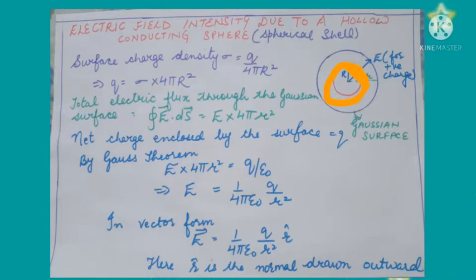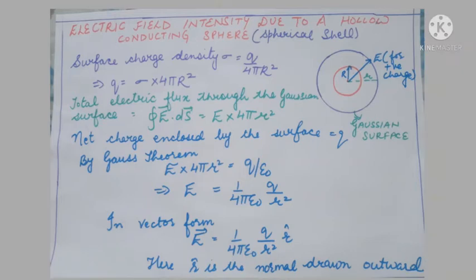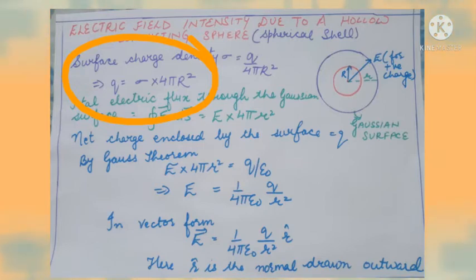Children, let us consider a spherical hollow shell and let plus q charge be placed at the center of the shell. The surface charge density of the spherical shell is given by sigma, and its formula is sigma equal to q over 4 pi r square. Children, here the surface area of a sphere is 4 pi r square, that is why we have taken it here. The radius of this sphere is capital R. So children, on rearranging, we shall get q equal to sigma into 4 pi capital R square.